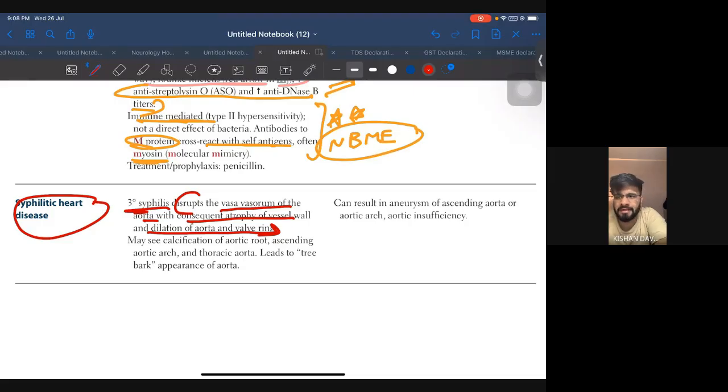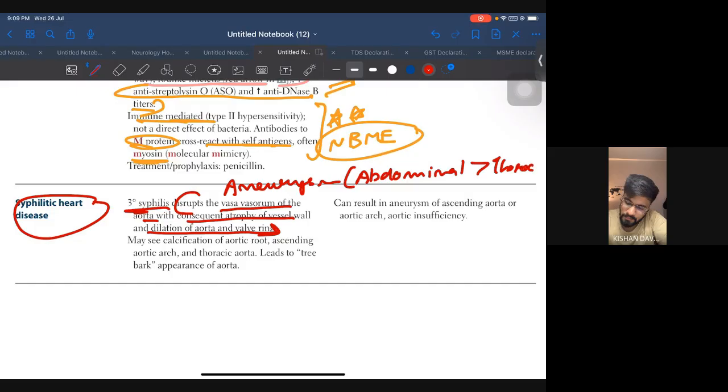Where did we study this? Can anyone recall? Sharon, can you recall? Yesterday we did one condition where syphilis was involved. Can you recall? Not coming? Aneurysm. We did this in the aneurysm. I think abdominal aneurysm. Okay. So remember this: syphilis can also cause aneurysm.